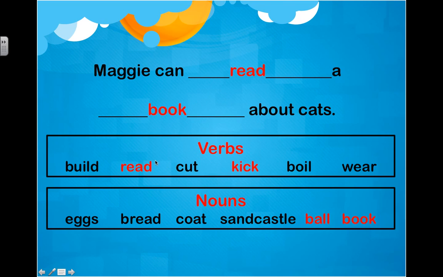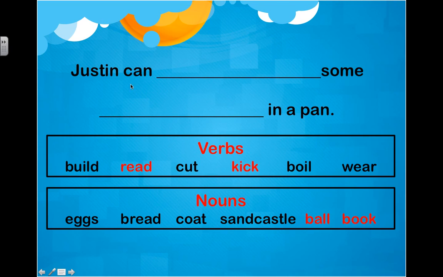And so if you were doing a paper on this, you would cross out the words that you've used already because you won't use those again. In your next assignment, you will be doing something like this. So pay close attention to what I'm doing. Let's look at another sentence. Justin can blank some blank in a pan.